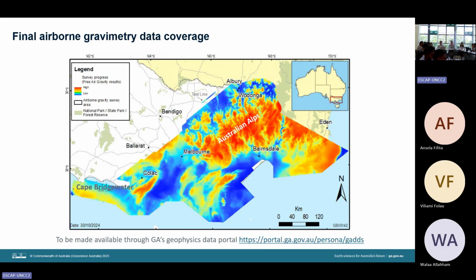The data is still being post-processed right now and quality controlled. But once this processing is complete, we're going to release it in the coming months through the GA data portal, which is noted there in the footer of the slide.